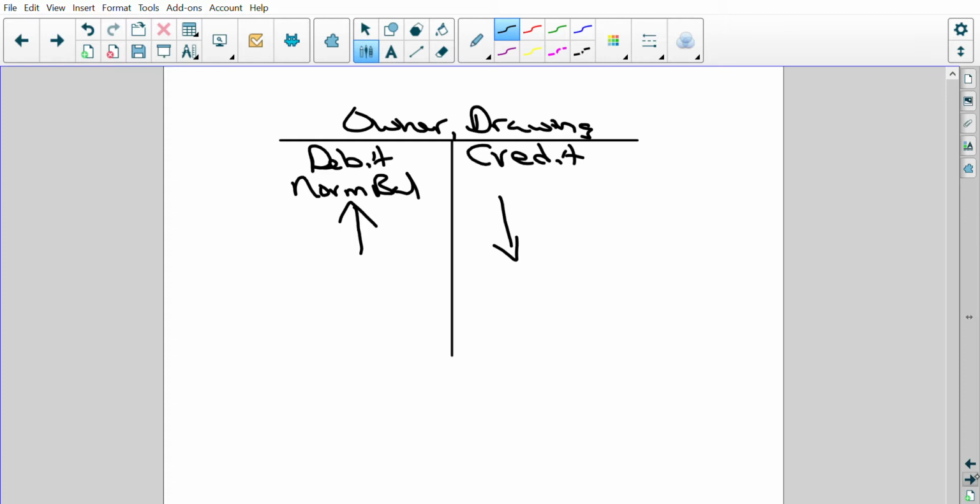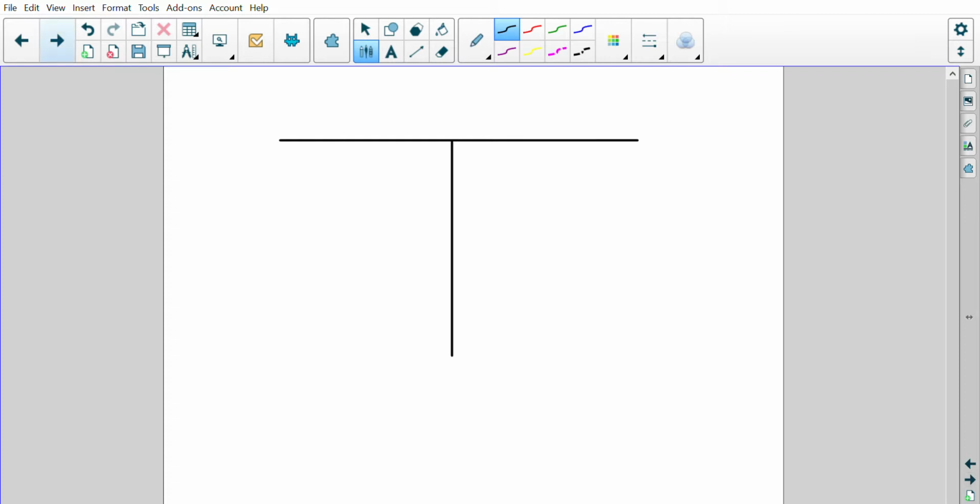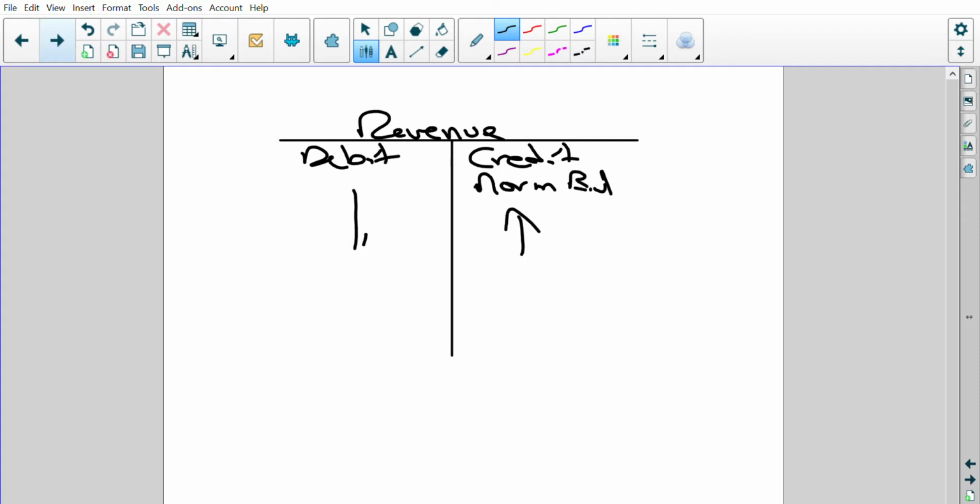Okay. Last one is revenue. And again, it can be sales, any revenue account. Eventually, revenue will increase capital. And since it's on the right side of the capital T account, it's the exact same as the capital account. So debit, credit, normal balance, increase side is credit, decrease side is debit. Okay. Questions about those?